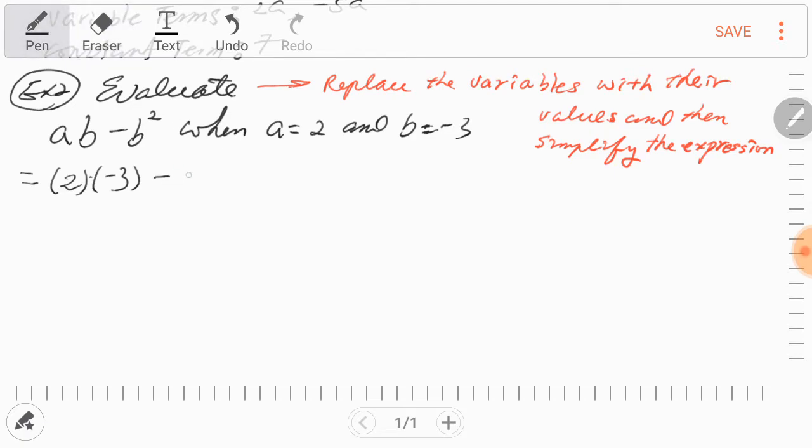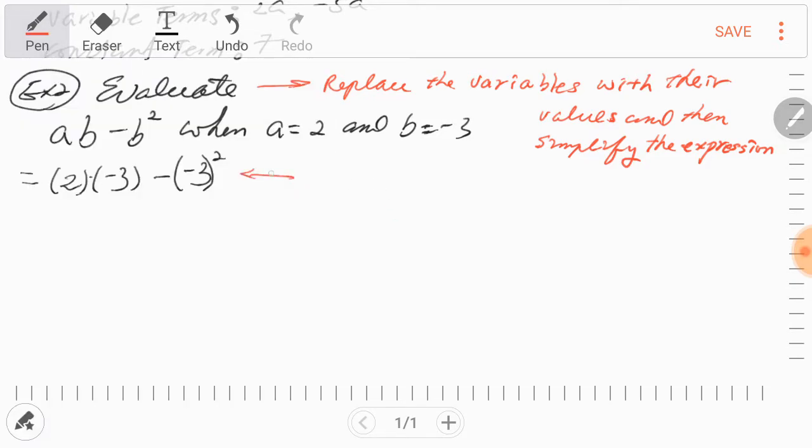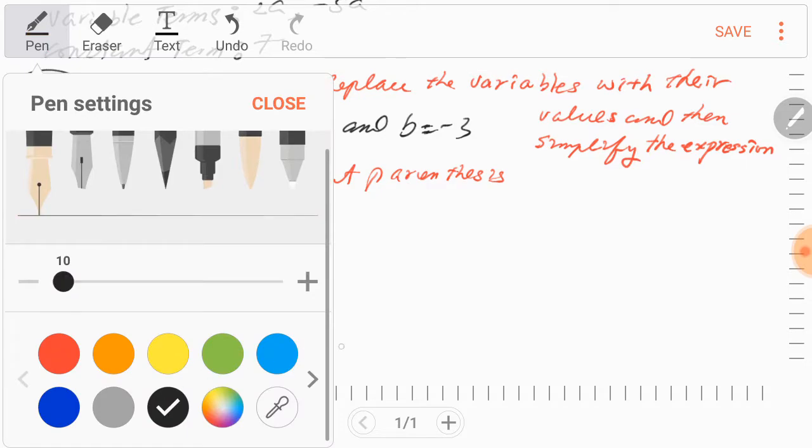b is the base, so the base is negative 3 squared. Don't write it without parentheses because we have to protect the numbers. We have to make sure the base is negative 3, so put parentheses around negative 3 and then squared. This is the important job. So when you replace the variables, always put parentheses. It is much safer.